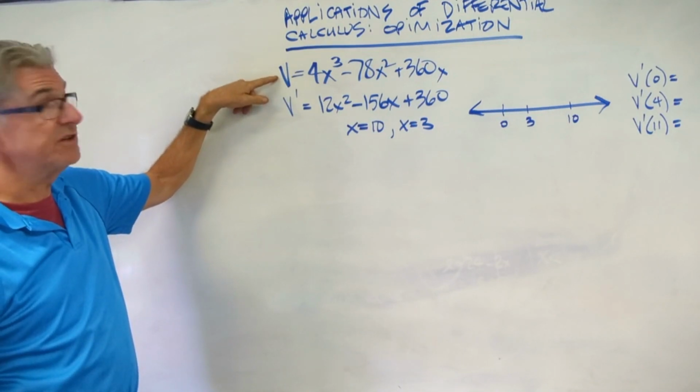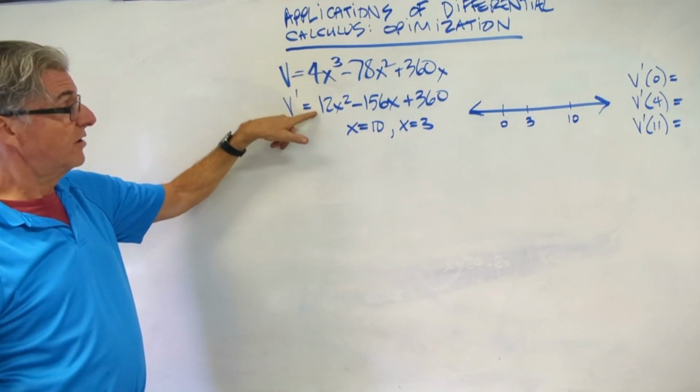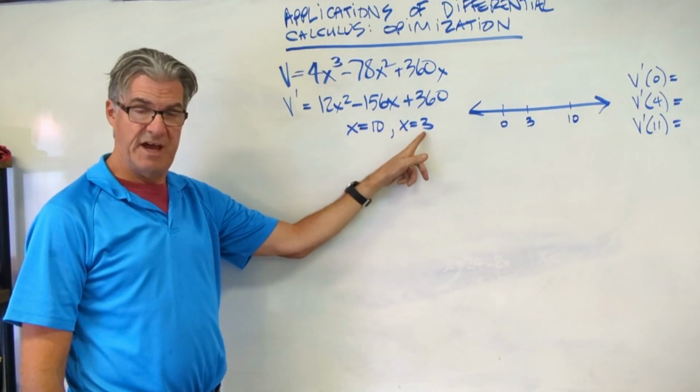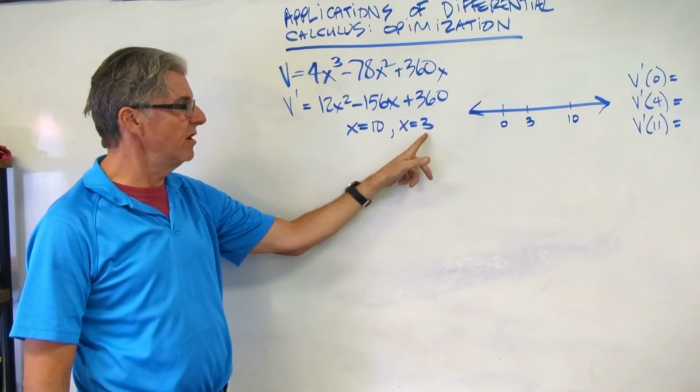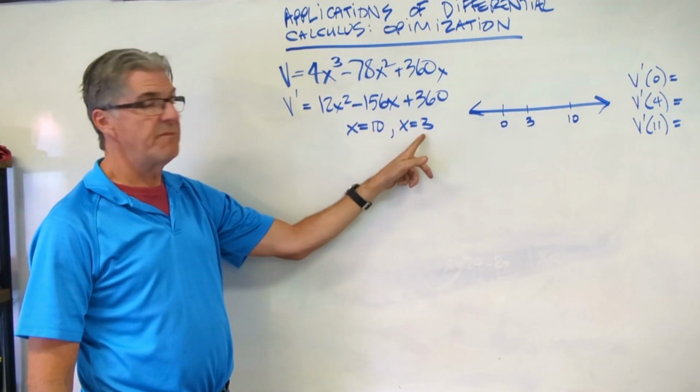Here's our volume function, and here's the first derivative of our volume function there. Okay, and then I just brought over the solutions. We had the algebra that got us here from the last board, but the solutions, when we set this equal to 0, our x is 10 and x is minus 3.